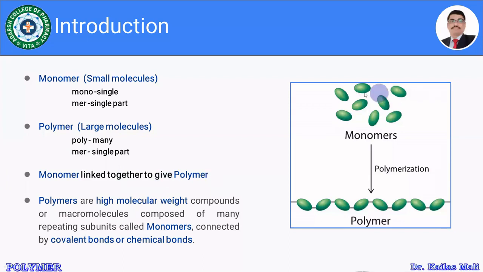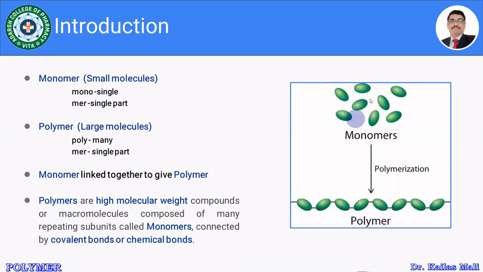So this is the monomer, that is the small molecules. When these small molecules are joined together by the polymerization, we will get the polymer. So polymers are the high molecular weight compounds or macromolecules composed of many repeating subunits called monomers, connected by the covalent bonds or chemical bonds. That is known as the polymer.